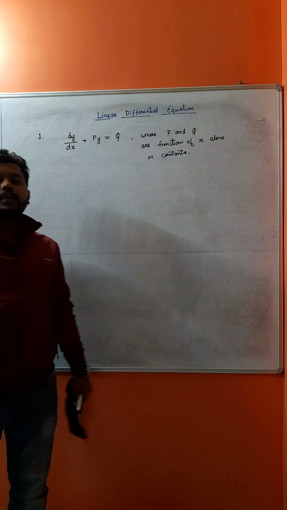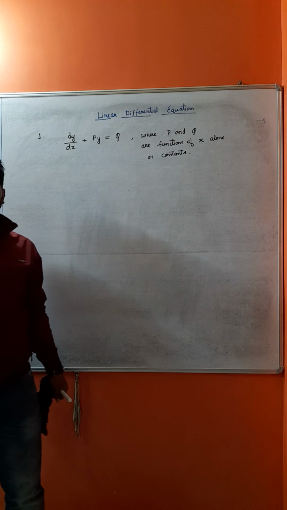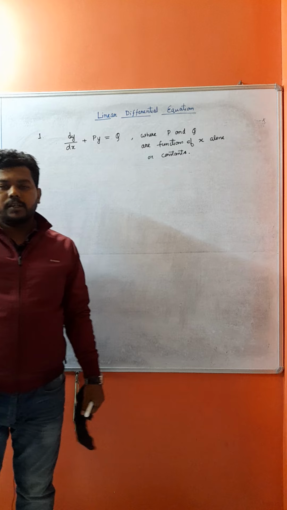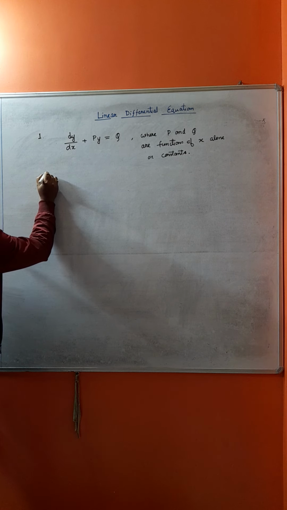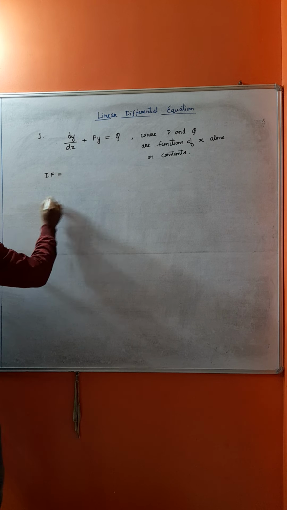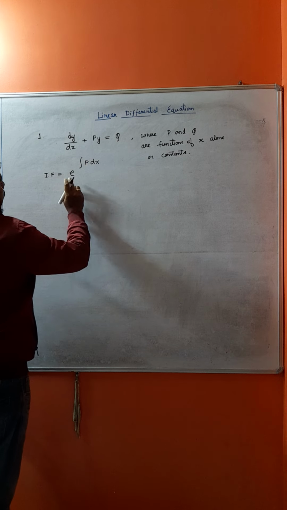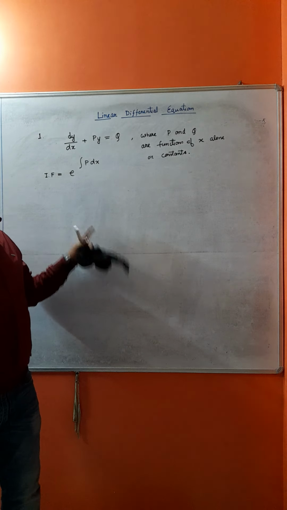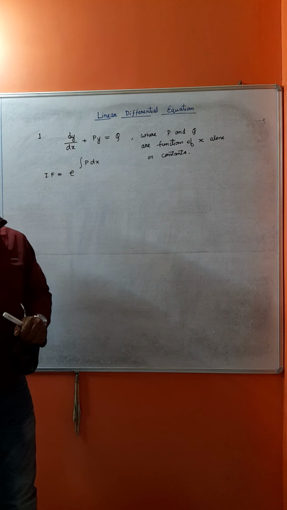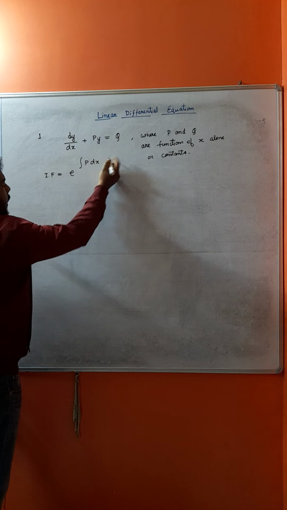Now, how to integrate this type of differential equation to get the general solution? We use the IF. Here IF means integrating factor, which is e to the power integration of p dx. Then we multiply by this IF on both sides.